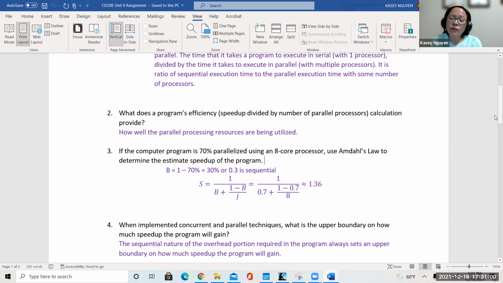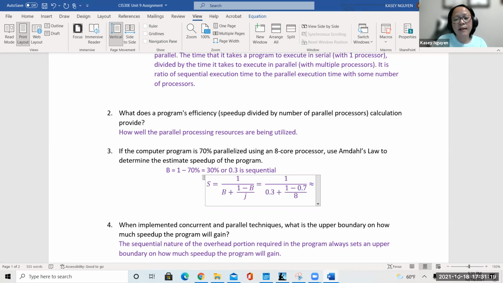Then we would plug it into the equation. So we would have 1 divided by... I'm sorry, this is 0.3. So I'm off right here. I just caught that. Let's fix that. I had it reversed. Okay. So we would have 1 over B, which is 0.3. Plus 1 minus B, which is 1 minus 0.3, divided by 8.